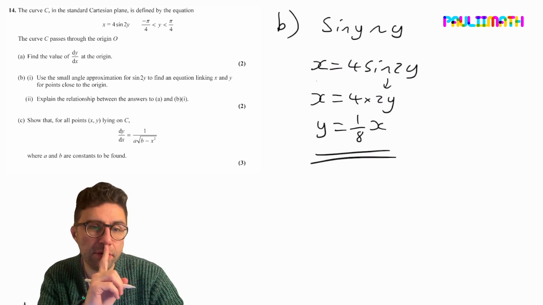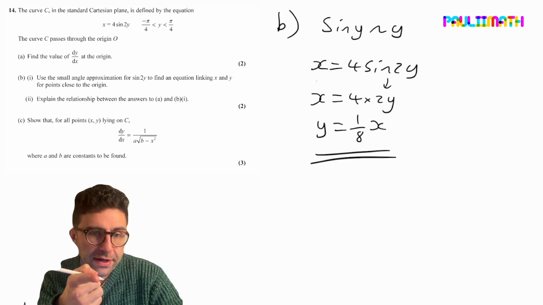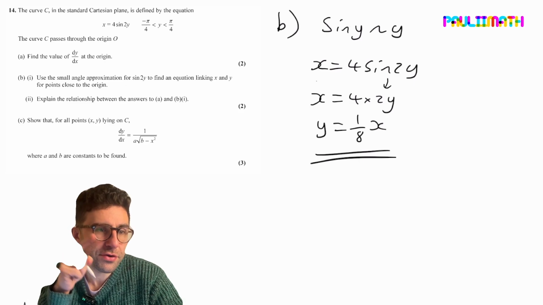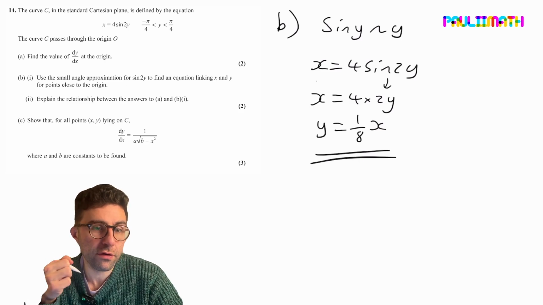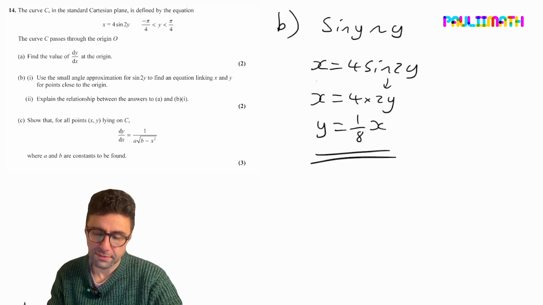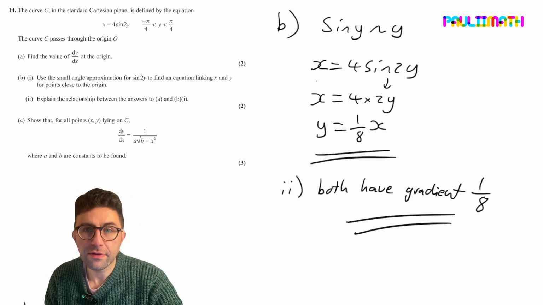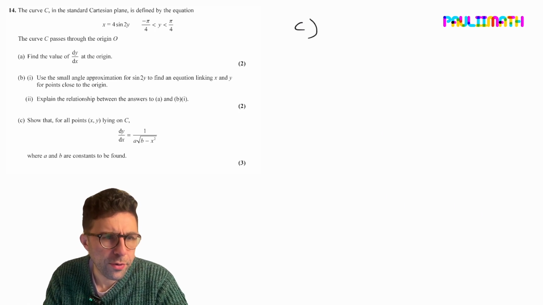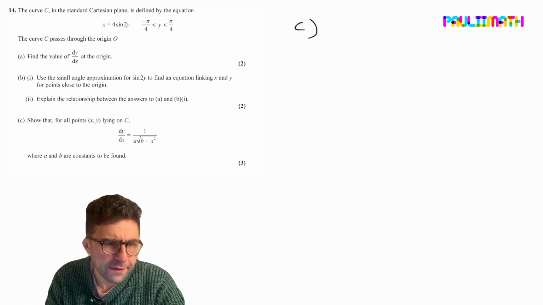Part 2, in fact, explain the relationship between the answers to A and B, I. Goodness me, well, there you go. The gradient of that line is 1/8, and the answer we got for the derivative of that graph was also 1/8. So the gradients of both these things at the origin are 1/8. Very nice.